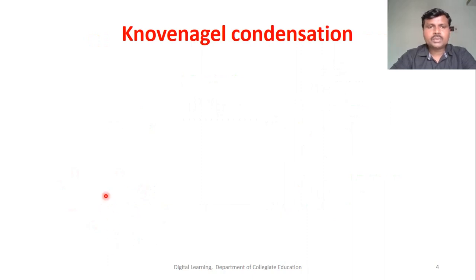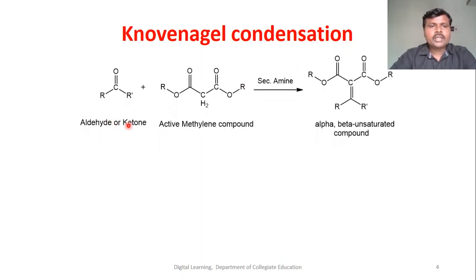Next, we'll move on to another reaction, that is Knoevenagel condensation reaction. An aldehyde or ketone condenses with active methylene compound in the presence of secondary amine to give alpha beta unsaturated compound. This compound is known as active methylene compound because these hydrogen atoms are highly acidic in nature. This hydrogen atom can be removed by a base.